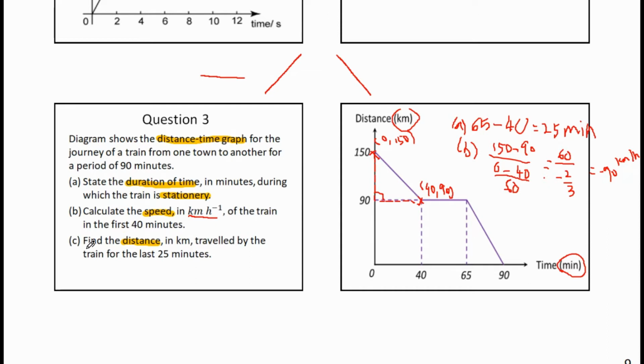That's all. Okay, C. Find the distance traveled by the train for the last 25 minutes. So what is the meaning of last 25 minutes? This one, 65 minutes until 90 minutes, is the last 25 minutes. Find the distance traveled. At 65 minutes, the train is at 90 kilometers, but at 90 minutes, the train is at 0 kilometers. So we just do 90 minus 0. You will have 90 kilometers.